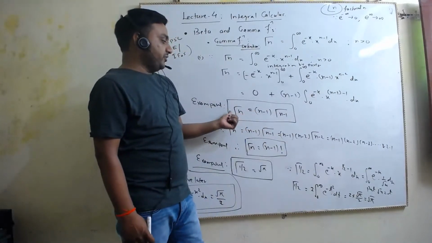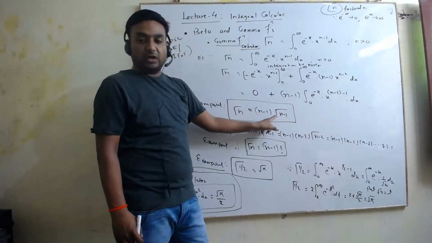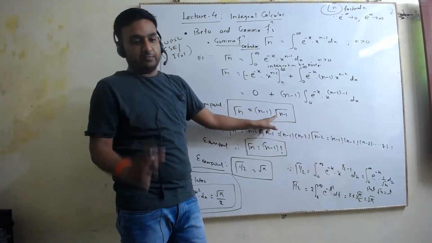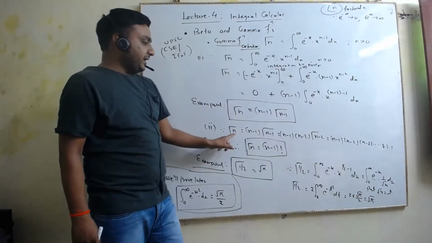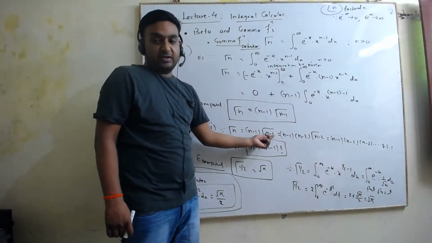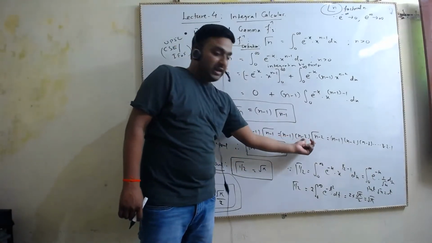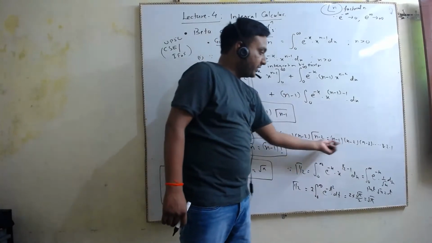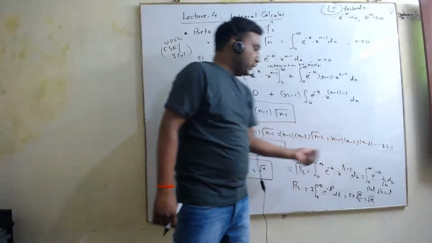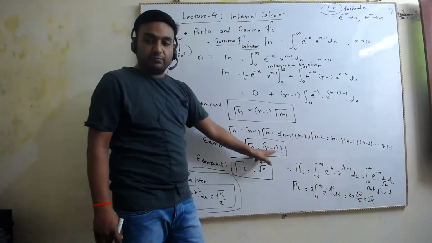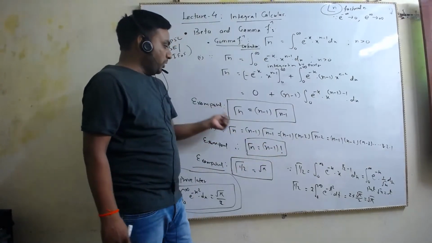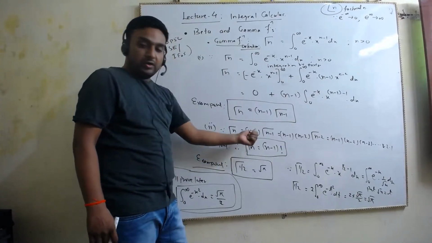So we have the relation gamma n is (n minus 1) into gamma (n minus 1), right? Using this relation, I can get (n minus 1) gamma (n minus 1). Gamma (n minus 1) further can be written like this, gamma (n minus 2) further can be written like this, and so on. So the relation we have here is gamma n is (n minus 1) factorial. This point to remember.